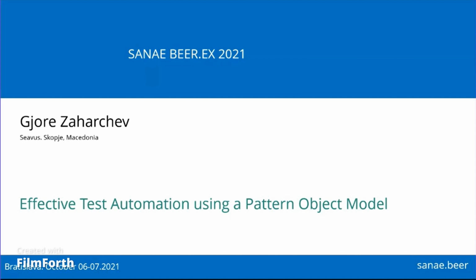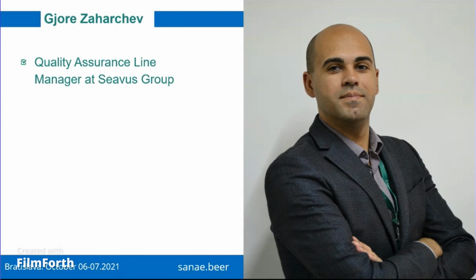Who am I? I'm Gjore Zaharchev, Quality Assurance Line Manager at Seavus Group. Recently we were acquired by Arikoma Group, so I think we have an office here in Bratislava. Most probably the company is named Cleverlance, something like that.